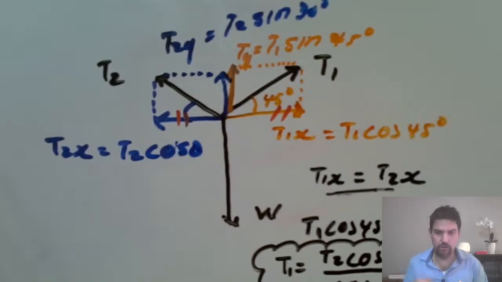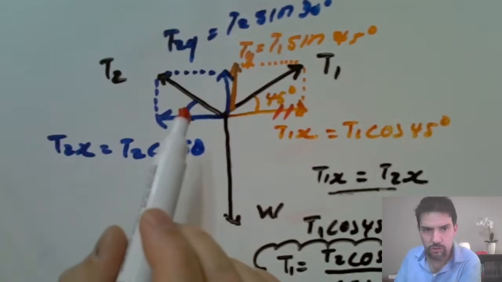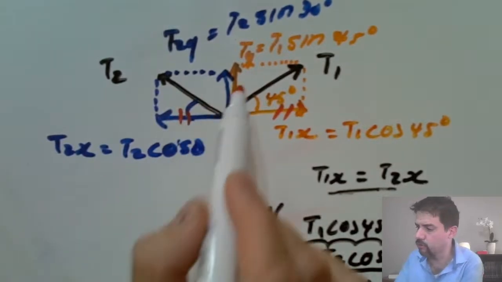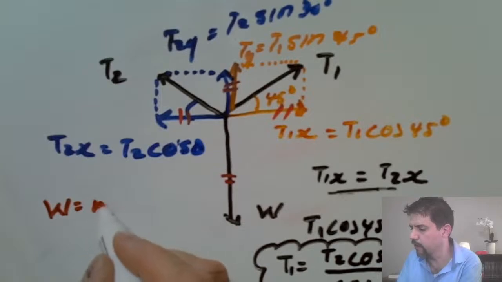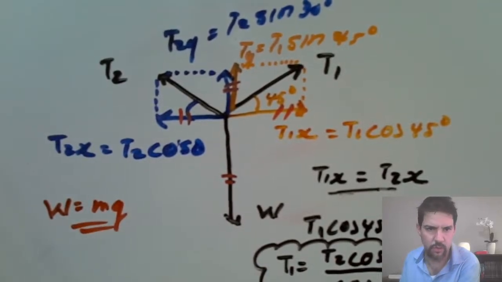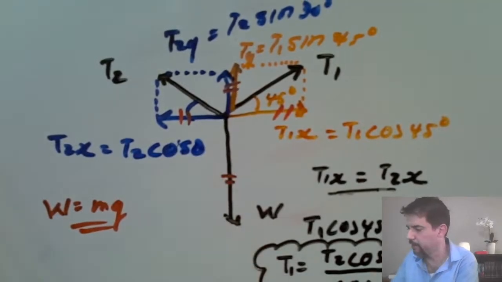So now, let's go back to the part of equilibrium. It is an equilibrium, so everything on top is equal to everything at the bottom. On top, we have two forces, and W is equal to mg. We're going to speak about this one now. So on top we have two forces, at the bottom we have one.